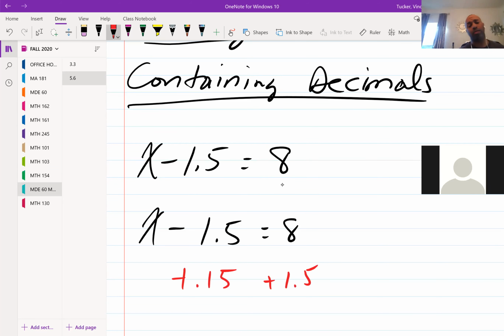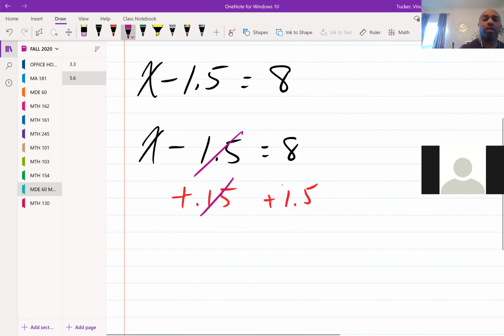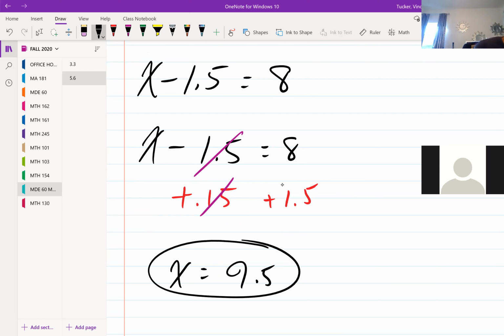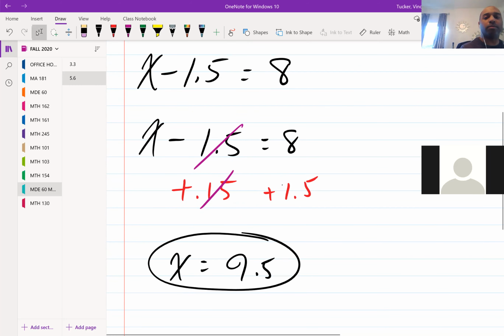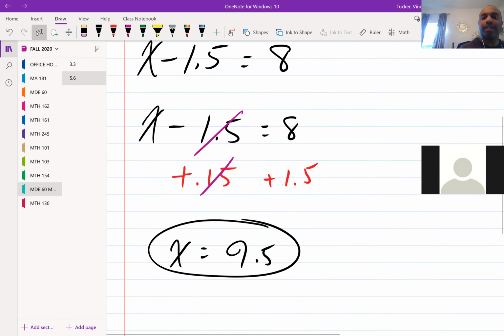When we talked about using the opposite operation in order to solve, that 1.5 will cancel on the left. And then 8 plus 1.5 is 9.5. So don't let the decimals freak you out.